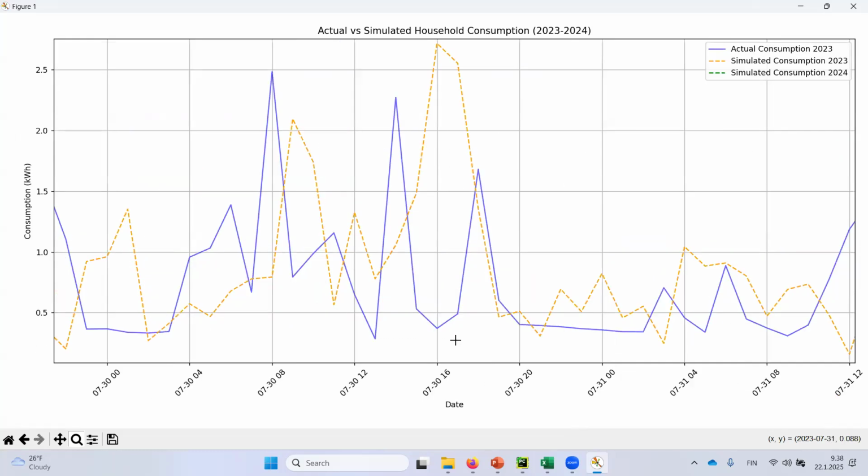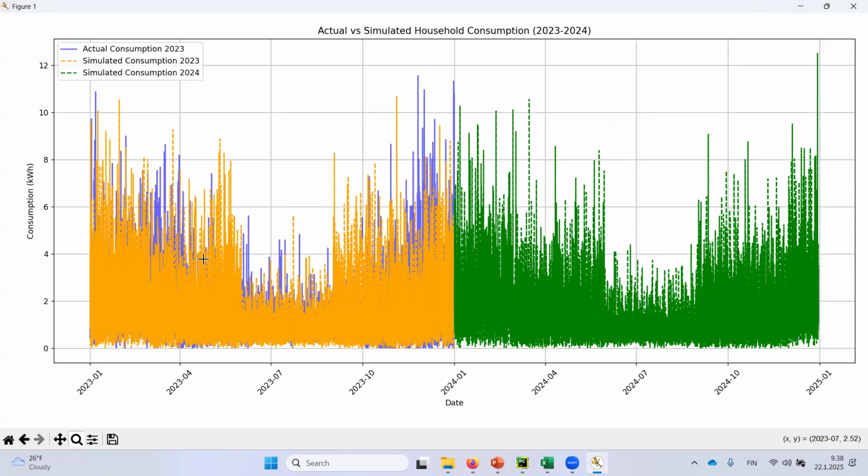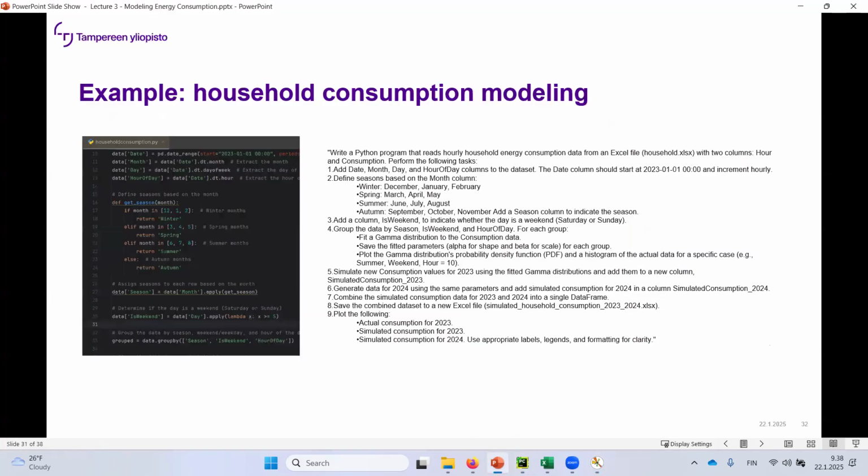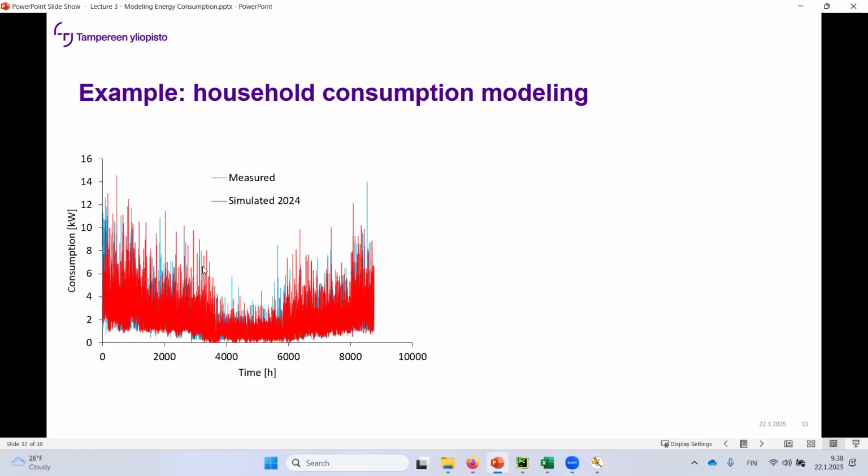If I use only these gamma functions to make this training data, it looks somewhat good, and it gives me year 2024. So let's see how well that matches up. So that's my prompt, and there was my code. And that's the measured 2024 values and simulated. And as you can see, it's not that bad.